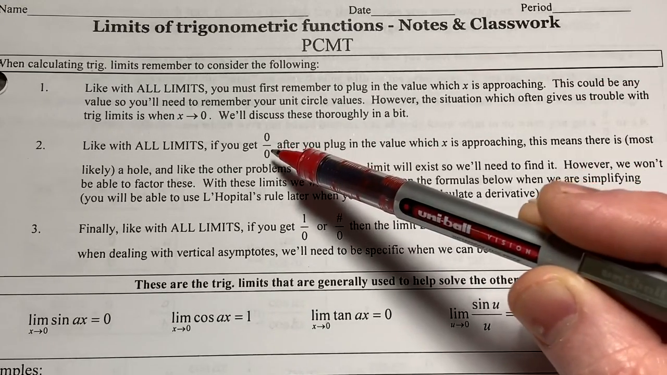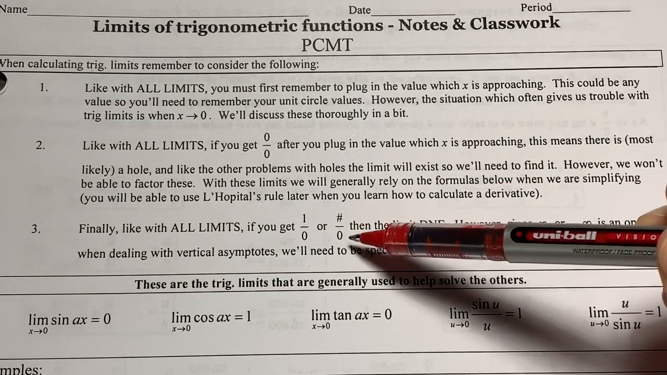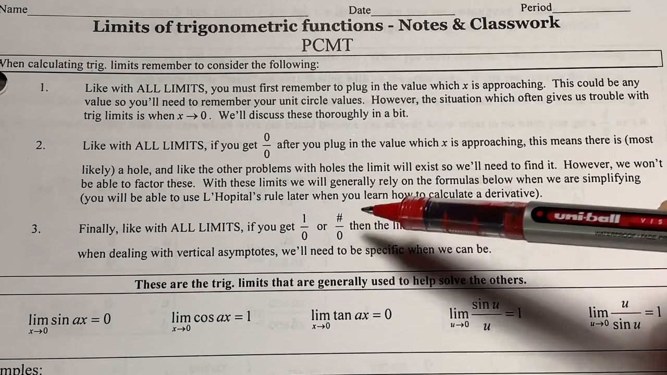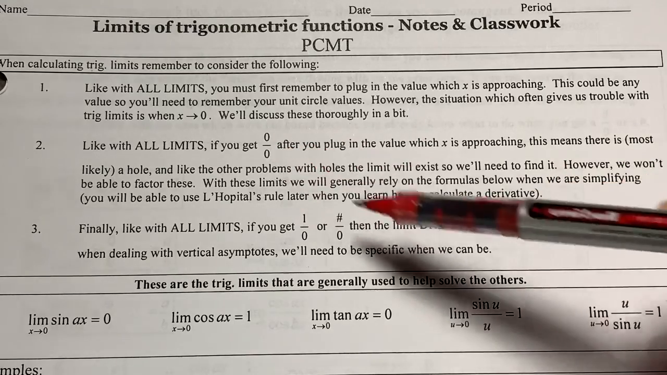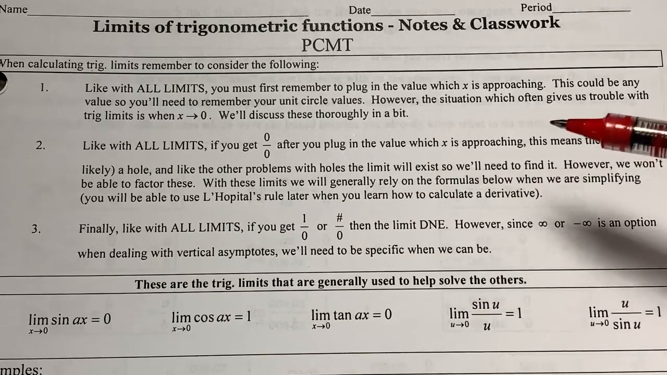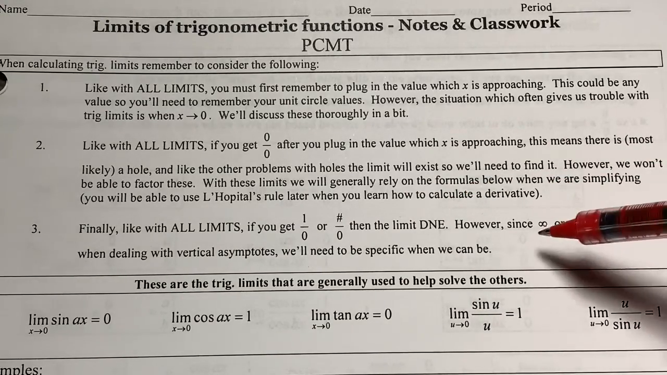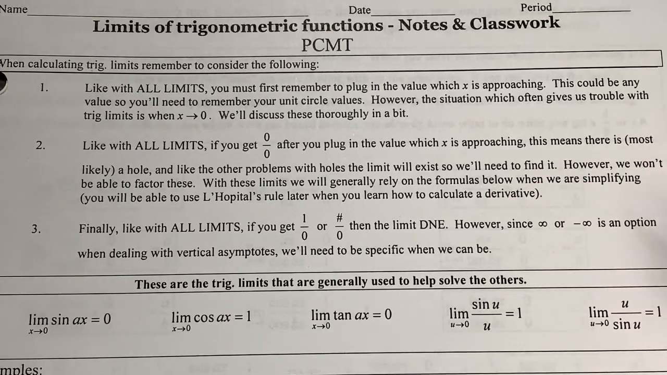We did talk about an exception to that, when you cancel the hole and then you get a number over 0 the second time you do the limit. But you typically get holes there. And then also you could get a number over 0, which means there's a vertical asymptote. And if you get a vertical asymptote, we know the graph on either side is going to infinity or negative infinity, and we will often have a need to find that.